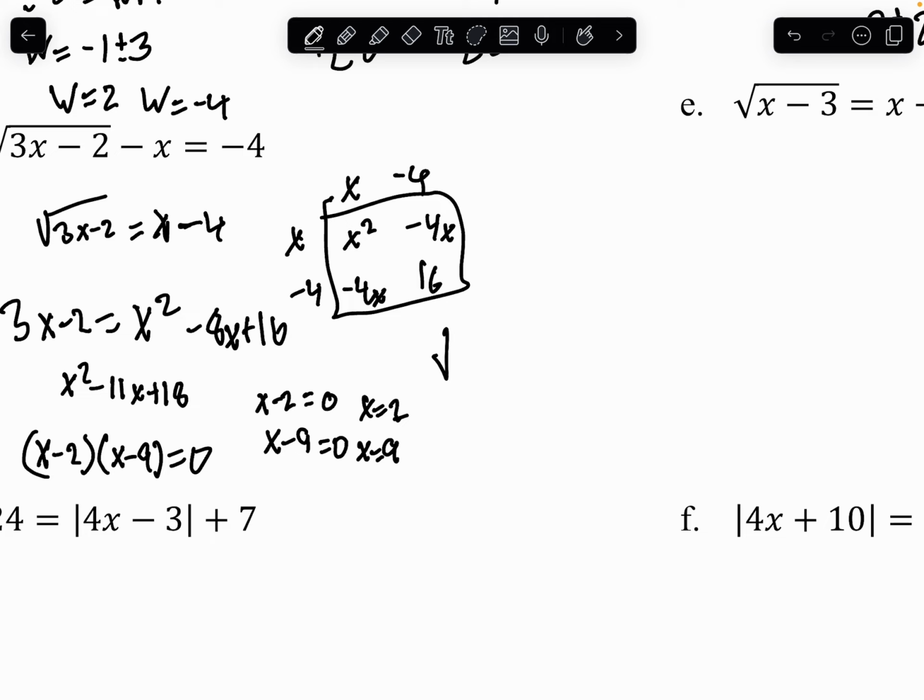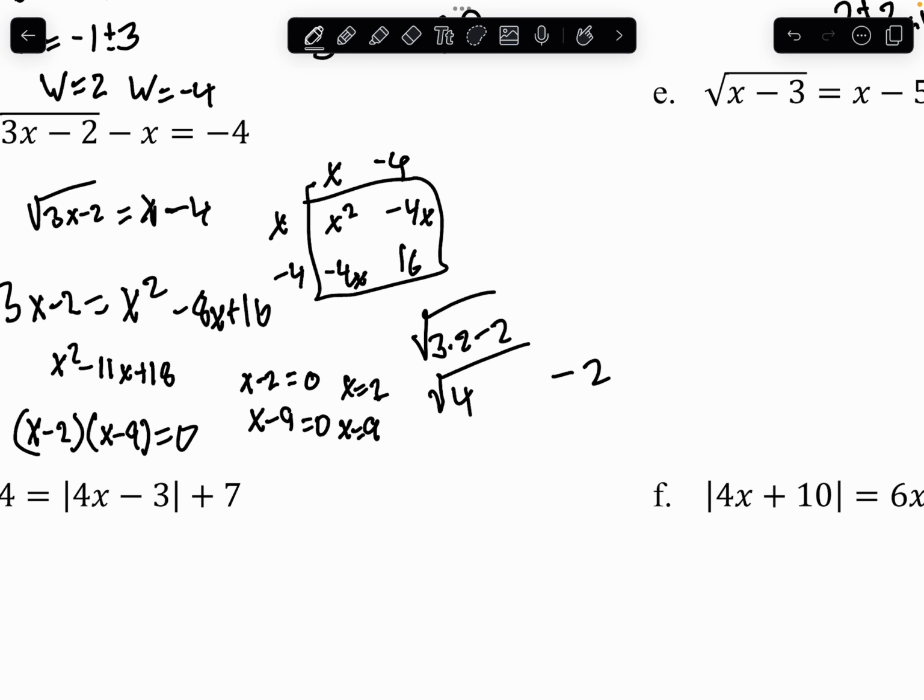So I do square root of 3 times 2 minus 2, which is square root of 6 minus 2, which is 4, minus 2. So that's going to be 2 minus 2, and be 0 equals negative 4, which is not true. So x equals 2 is not going to work for this problem, because that's going to be our extraneous answer, and I'll test x equals 9 now.